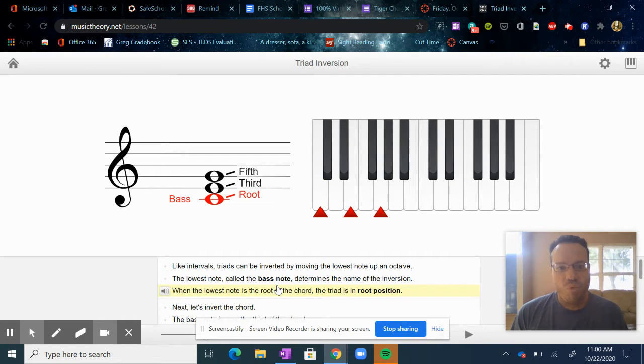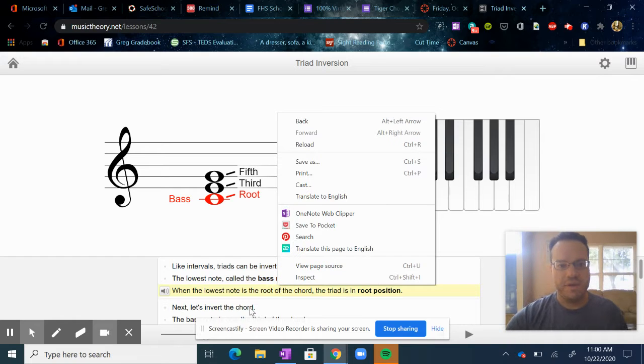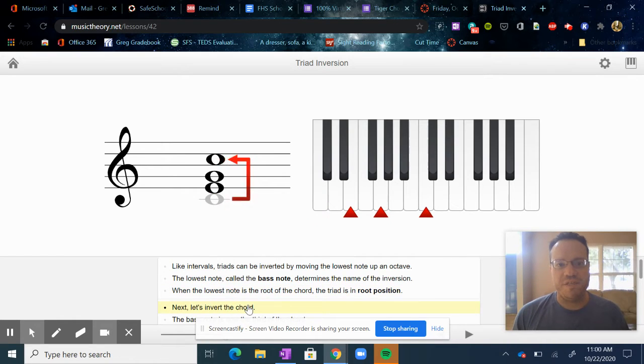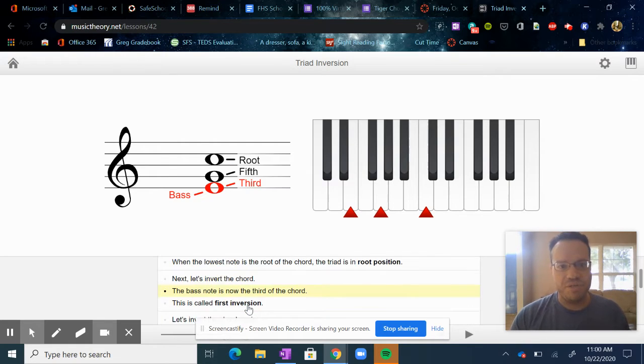When we invert the chord, that means we're going to flip a note that is on the bottom up to the top. So we're going to take that C natural and move it up an octave. You'll see that that C goes up an octave, and now we still have the same three notes, C, E, G, but now the bass note is E.